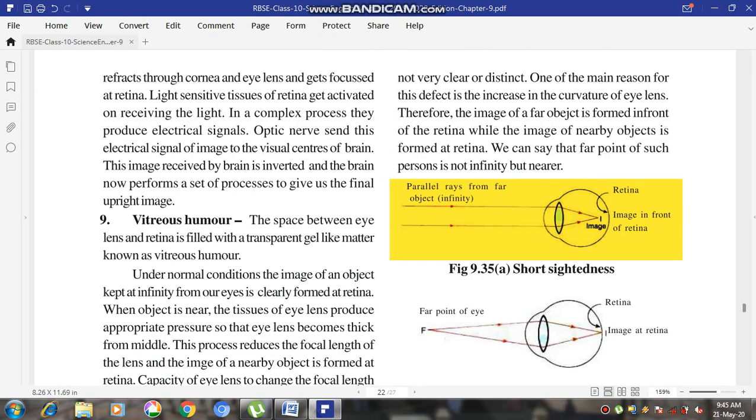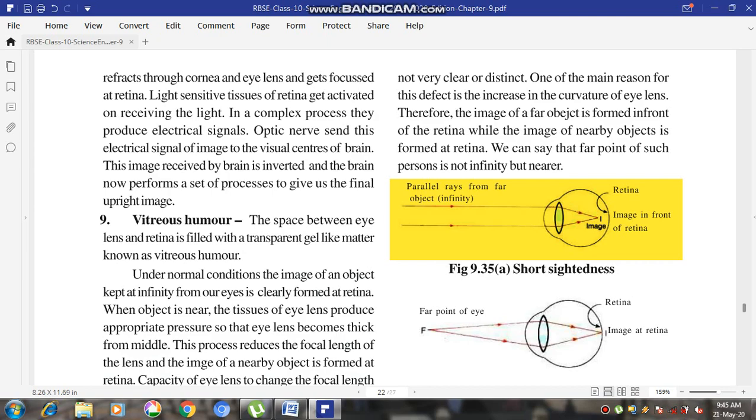Why? One of the main reasons for the defect is the increase in the curvature of the eye lens. Therefore, the image of a far object is formed in front of the retina, while the image of a near object is formed at the retina. We can say the far point of such a person is not infinity but nearer. So that is a diagram of short-sightedness, and that is myopia.